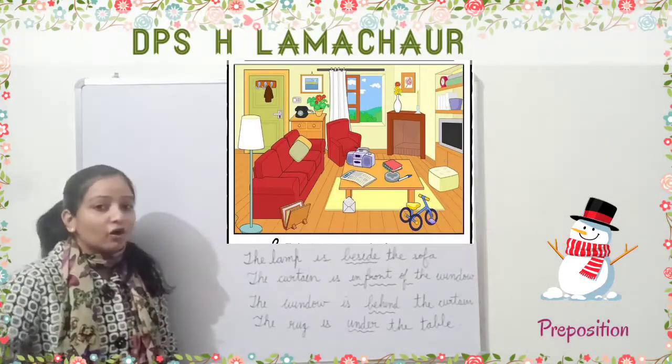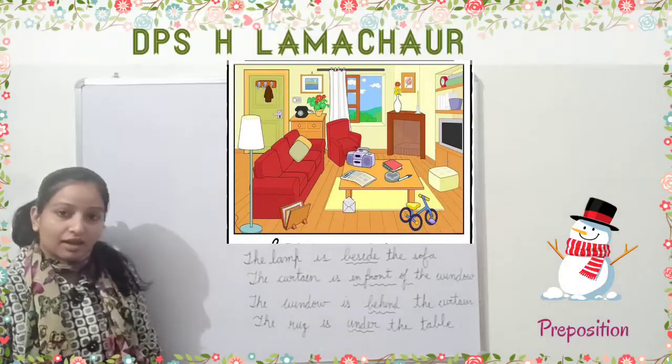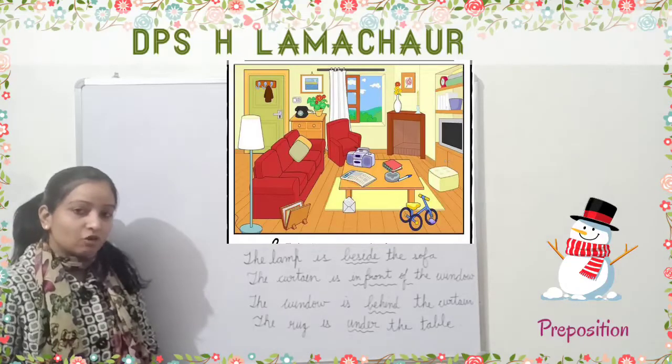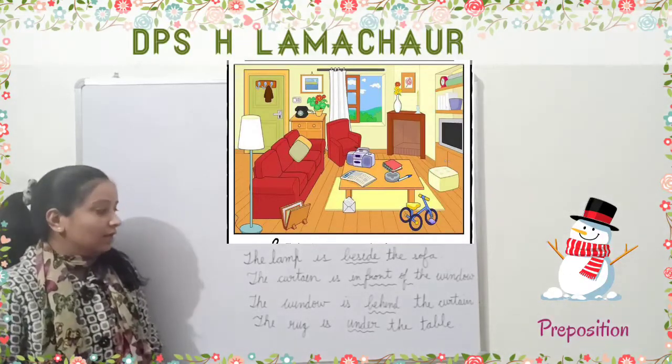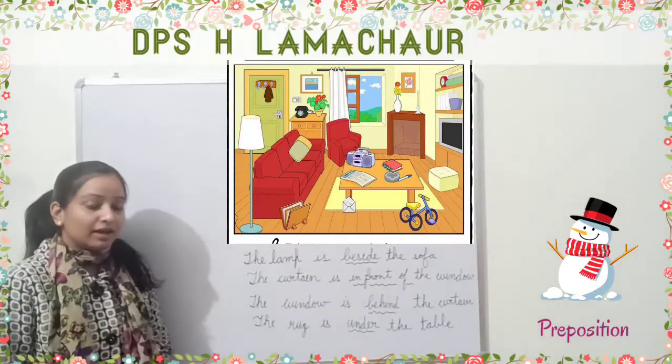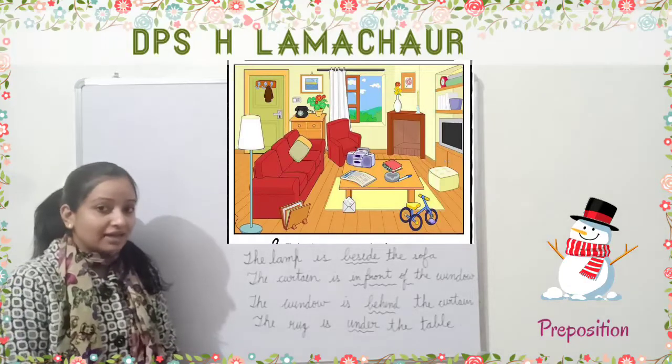Beside means on the side. So the lamp is on the side of the sofa. Instead of that we can use the preposition: the lamp is beside the sofa, means right next, at the side.